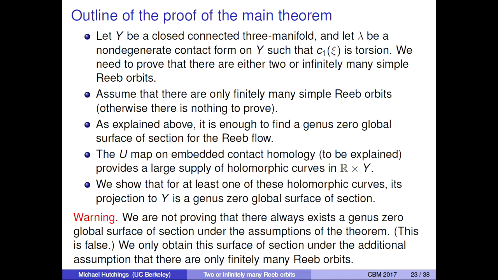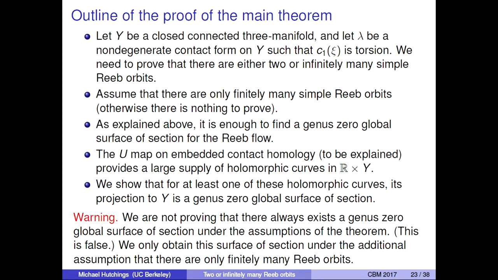So here's the outline of how we prove our theorem. We start with a closed connected 3-manifold. We assume that the contact form is non-degenerate and that c1 of the contact structure is torsion. I need to prove that there are either 2 or infinitely many Reeb orbits. Without loss of generality, I can assume that there are only finitely many Reeb orbits. And then it's enough to find a genus 0 global surface of section. And we can do that.